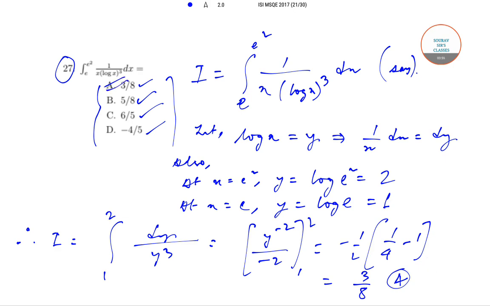So today we have solved question number 26 and question number 27 from the ISI MSQE question paper of year 2017. We will be solving the next questions in the subsequent videos.